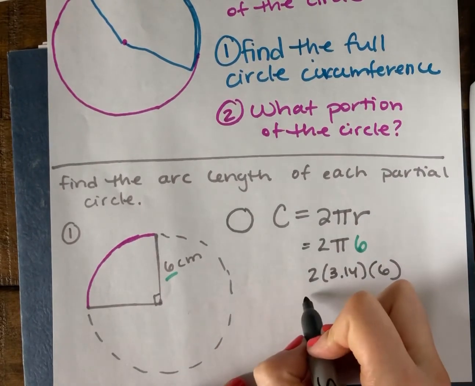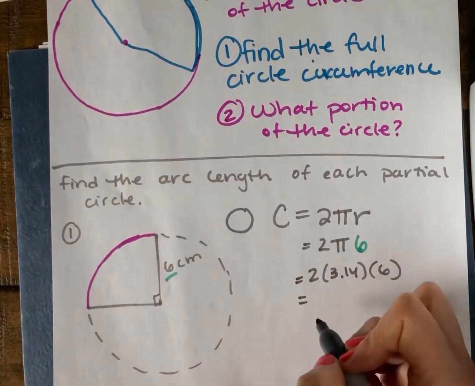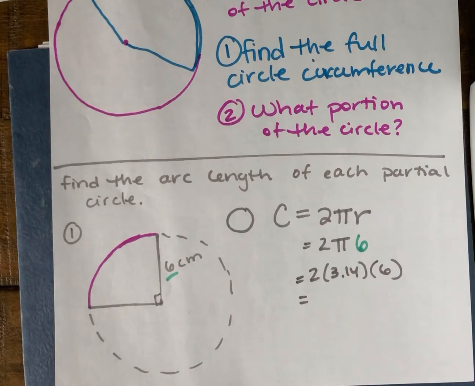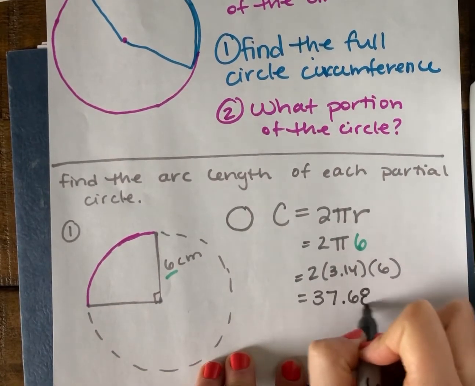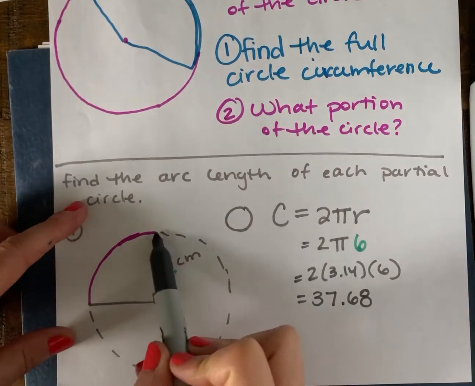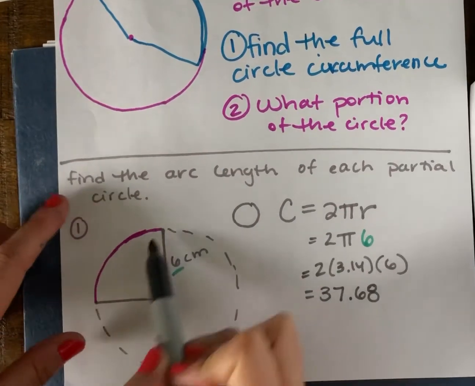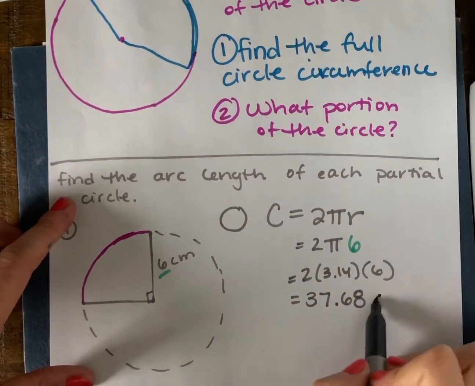And when I do that, I get the answer 37.68. So if I were going all the way around the circle, I would go 37.68 centimeters.